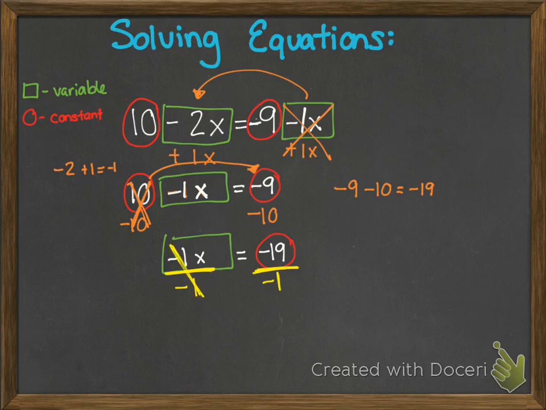So that cancels out, leaving us with just x equals, and then using a calculator to help you as well, negative 19 divided by negative 1 gives me positive 19. That gives me my answer for this equation. If I was to plug this number back into the equation, both sides would be equal to each other.